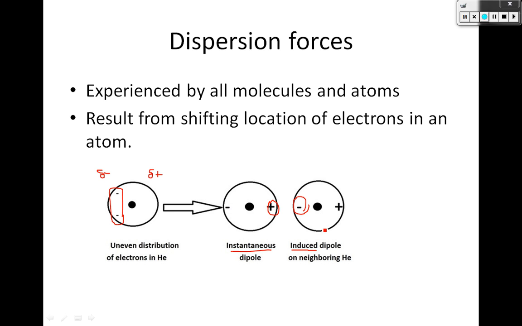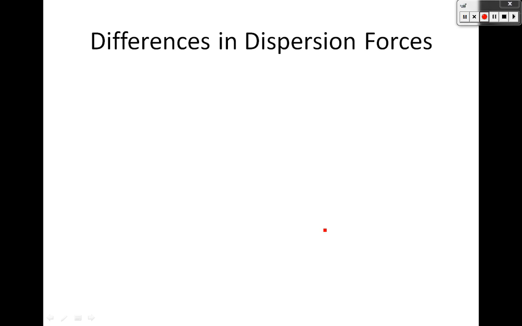Now, this isn't limited to 2 atoms. You could have 5 atoms or 6 atoms or 6 molecules even. It could be molecules or atoms. So this is one of the intermolecular forces, dispersion forces. And you can think of it as it's caused by the dispersion of electrons in an atom or molecule. So let's look at differences in dispersion forces, okay?